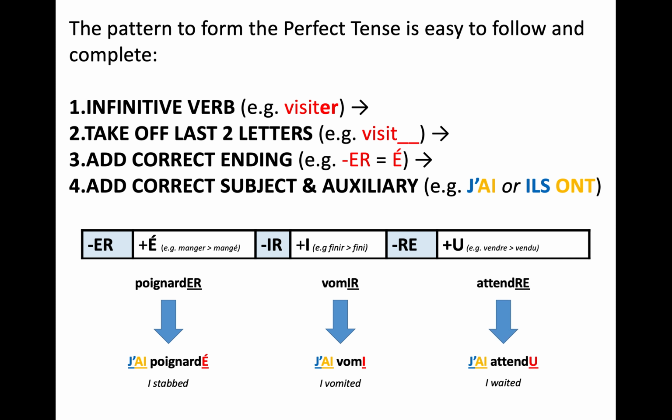And then for RE verbs, you take off the RE. So attendre means to wait. You take off the RE and you add on a U. J'ai attendu. I waited. That's the one that I think looks the weirdest in French. Luckily, most of the verbs that you will be using finish in ER. Therefore, they end E with an accent. And remember, that accent's really important.